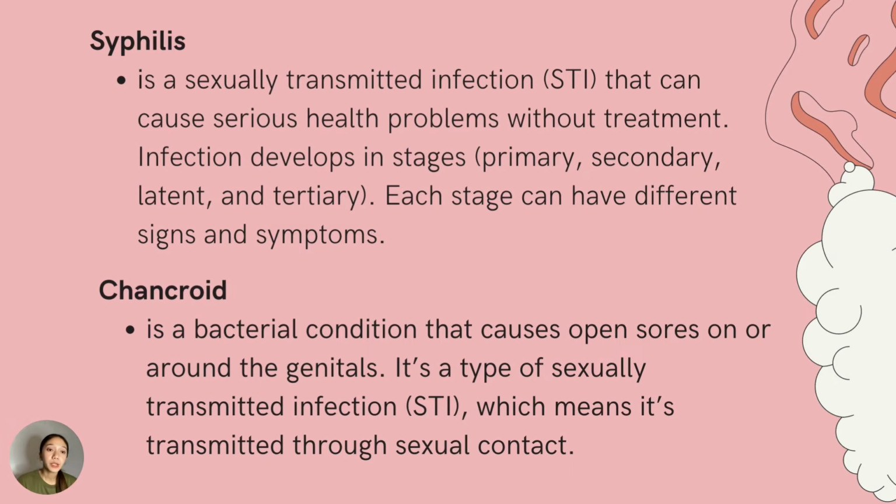Next is chancroid. So, it is a bacterial condition that causes open sore on or around the genitals. So, class, please search nyo lang sa Google kung ano yung itsura nito. It is a type of sexually transmitted disease or infection, which means it's transmitted through sexual contact. Search nyo lang yung pictures nito, guys.